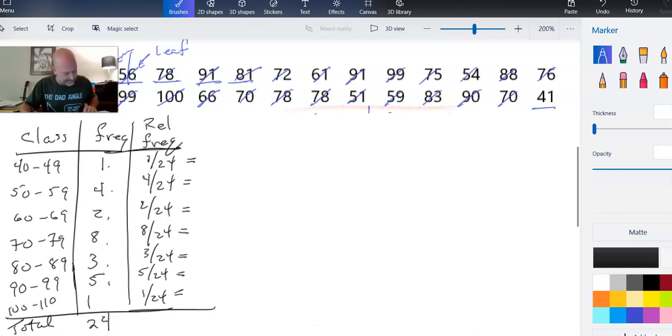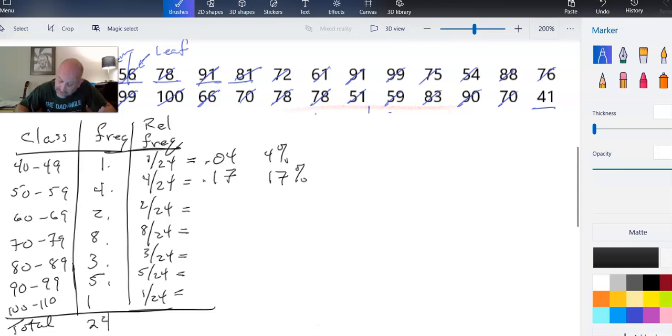So we'll just do that. 1 divided by 24 is going to give us our first approximation. We're just going to round these at the moment. So this is 0.04 or 4%. Okay. And then let's see, 4 out of 24 is going to be 0.17. I'm rounding these to two decimal places so that we can have a nice round number for the percentage.